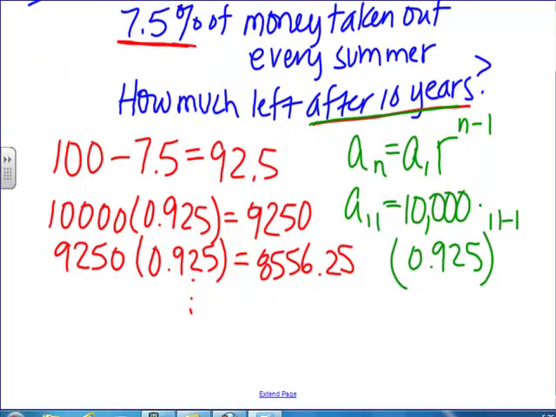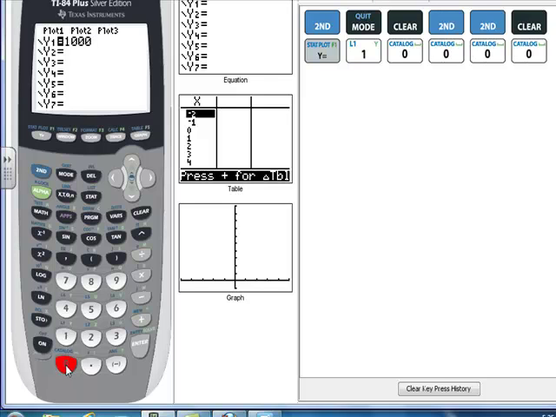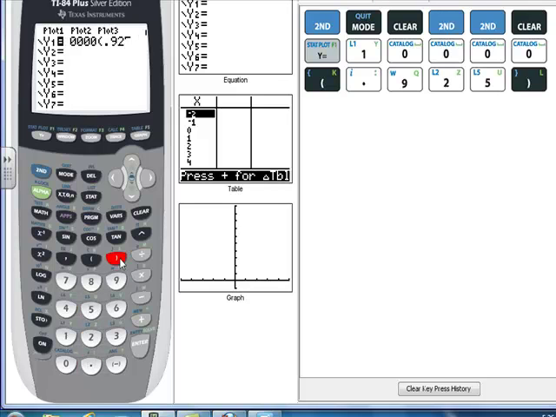Now, since we're now talking functions, I would suggest that maybe we could put this in our calculator. So I'm going to go ahead, I'm going to hit my y equals here, and I'm going to type in 10,000, and I'm going to multiply that by 0.925, and I'm going to put an x up above. So I'm going to raise that to the x, because this chapter is all about exponential functions, and so that's what this thing really is.